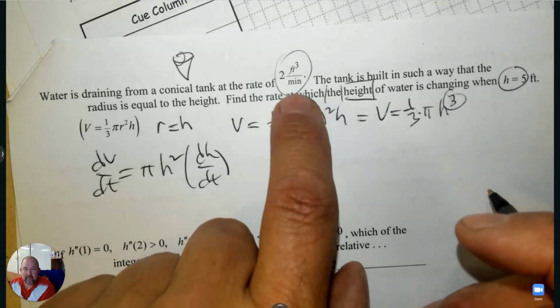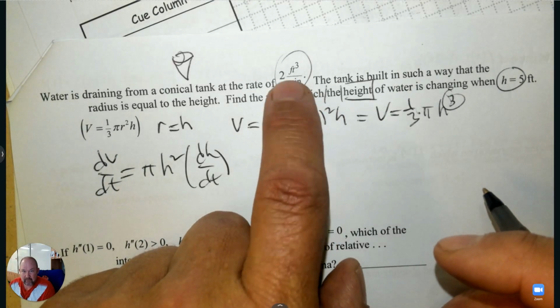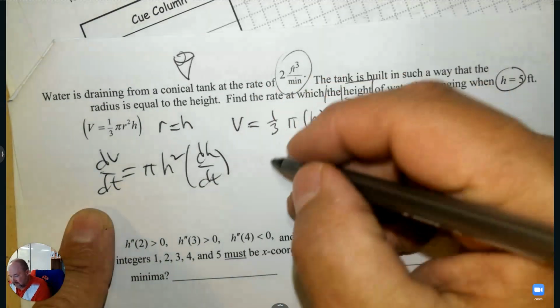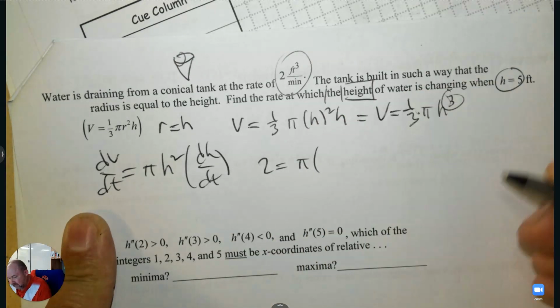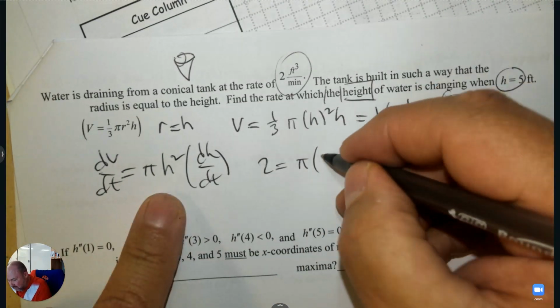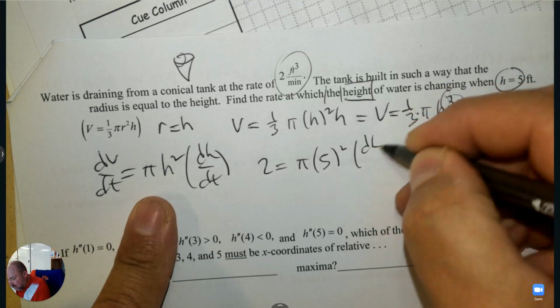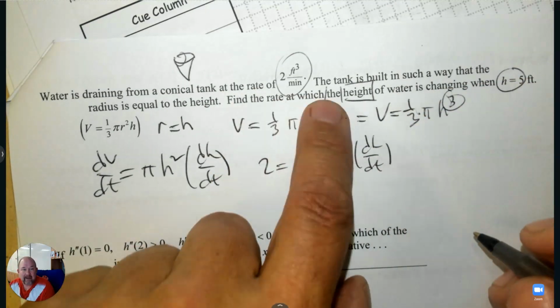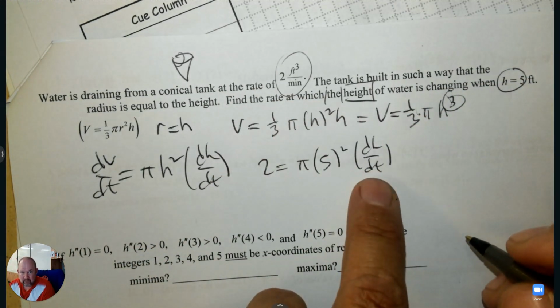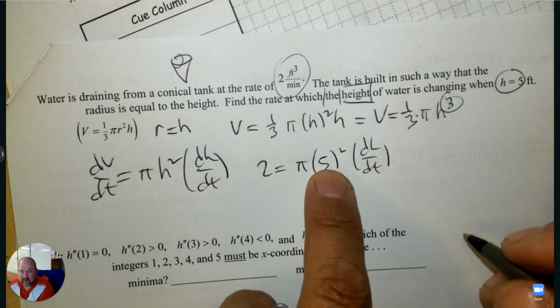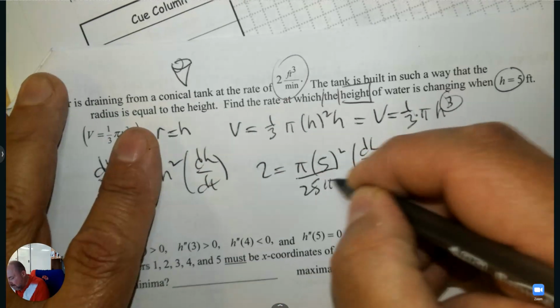In the question it says that this is the volume. The rate of the volume is 2, so dV by dt is 2. In the question it says the height is 5, so h is 5. And it says find the rate of the height of the water, so dh by dt is what I'm looking for. So this is 25 pi, so divide by 25 pi and you have your answer.